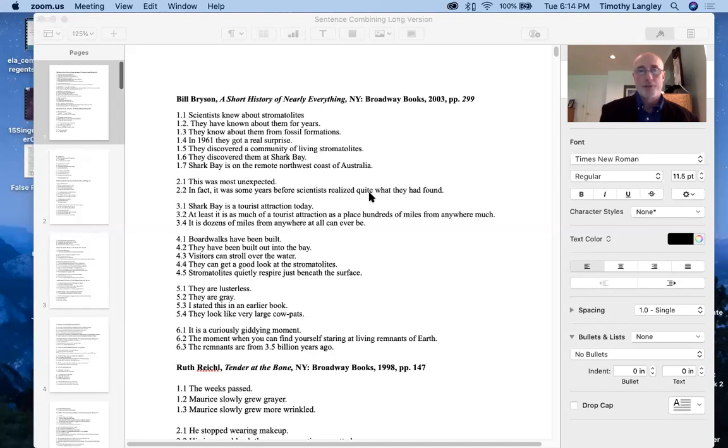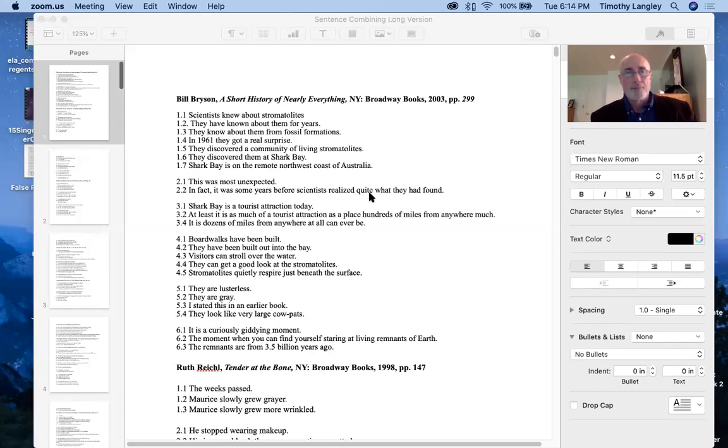Let's just look at 3.1 and 2 here. Shark Bay is a tourist attraction today. At least it is as much of a tourist attraction as a place hundreds of miles from anywhere much can be. From anywhere much, okay? Odd sentence here.